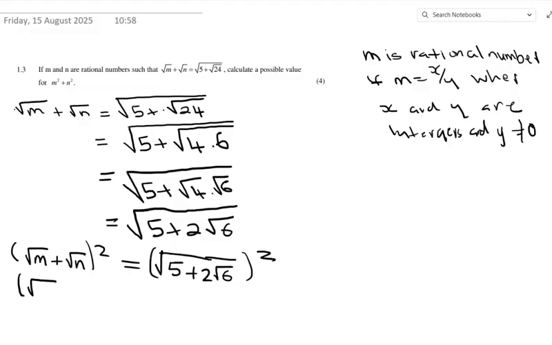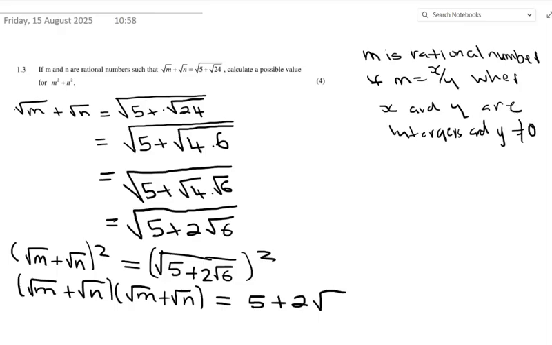So here we're going to have square root of m plus square root of n, times square root of m plus square root of n. This is equal to 5 plus 2 the square root of 6. The square root of m times the square root of m is m. The square root of m times the square root of n is the square root of nm, right? Therefore, here we also have the square root of m times n is also the square root of nm, plus n is equal to 5 plus 2 square root of 6.